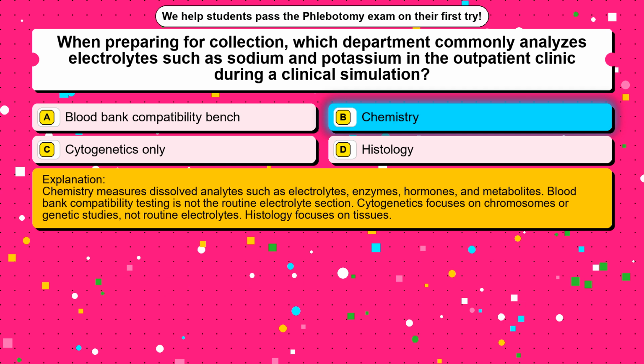Blood bank compatibility testing is not the routine electrolyte section. Cytogenetics focuses on chromosomes or genetic studies, not routine electrolytes. Histology focuses on tissues.